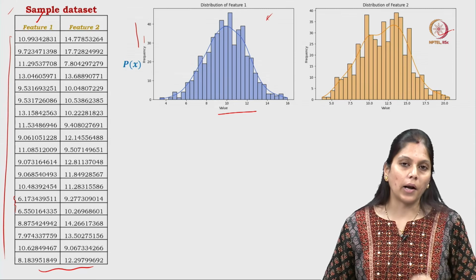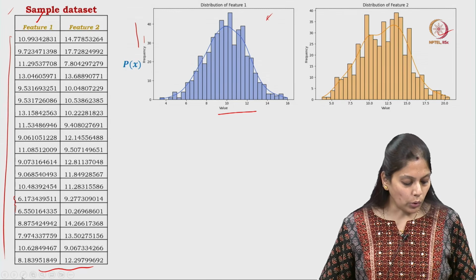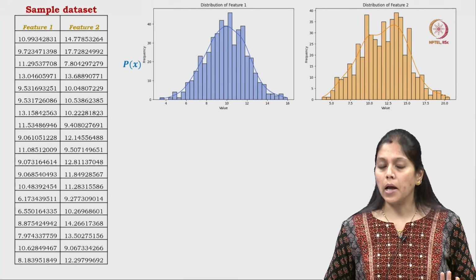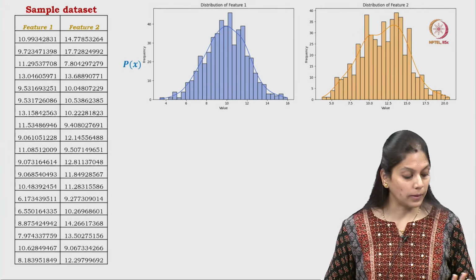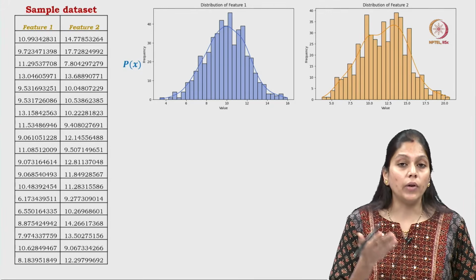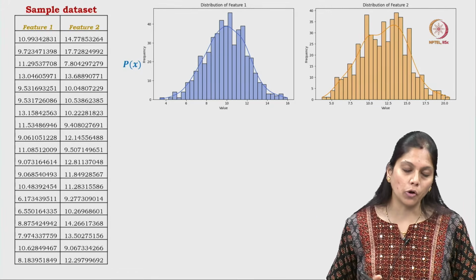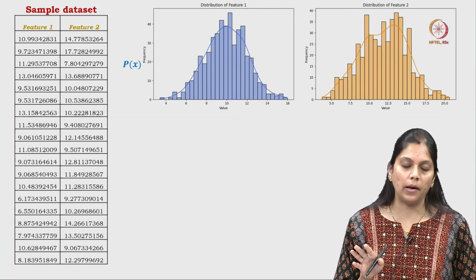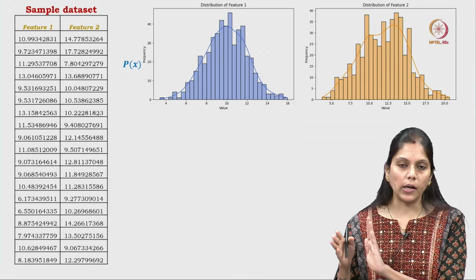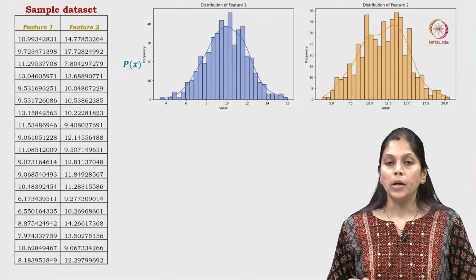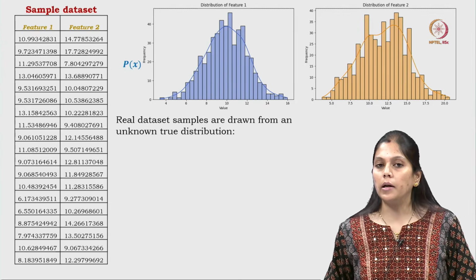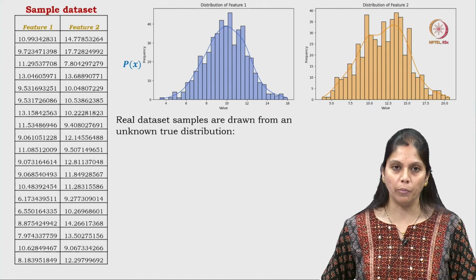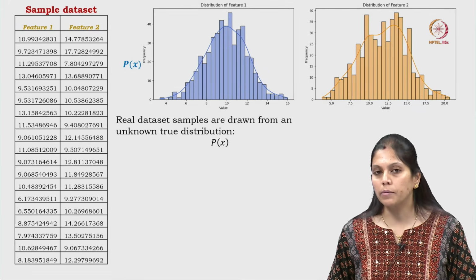Whatever are the two graphs that we have drawn, these two are the original data set distribution, and that distribution we call P of x. And the model doesn't know this distribution. The model doesn't know whether the graph is a perfect bell, or there is a slight variation. So the original distribution, the real data set samples, are drawn from some unknown true distribution, and that distribution we call P of x.